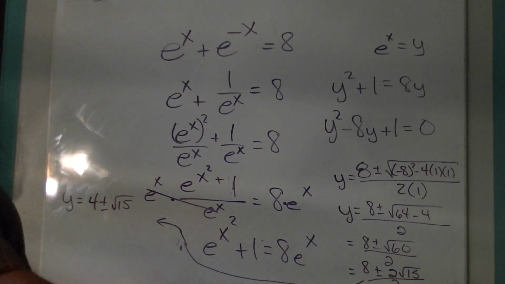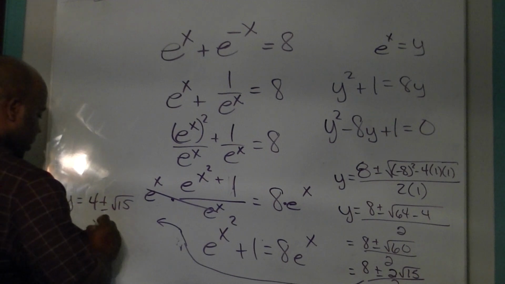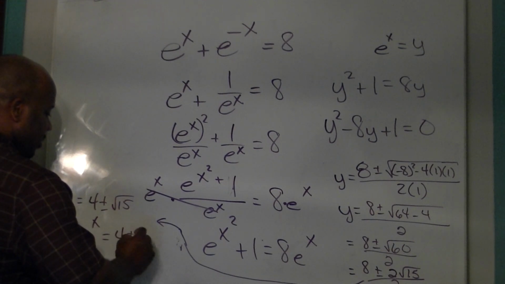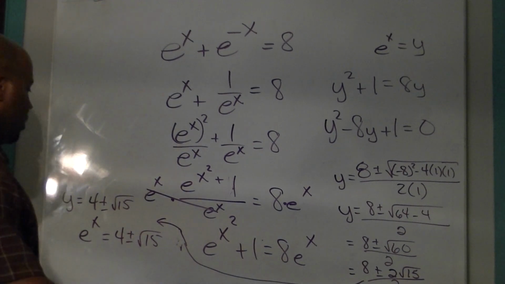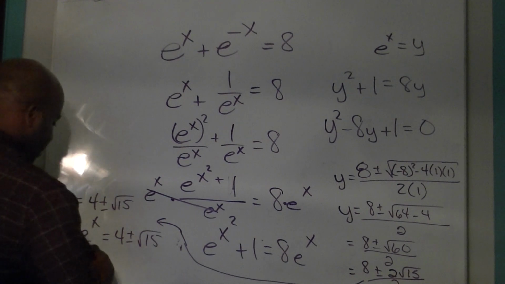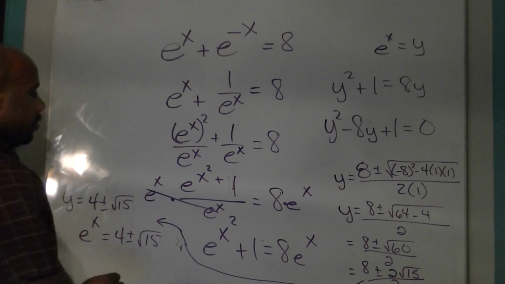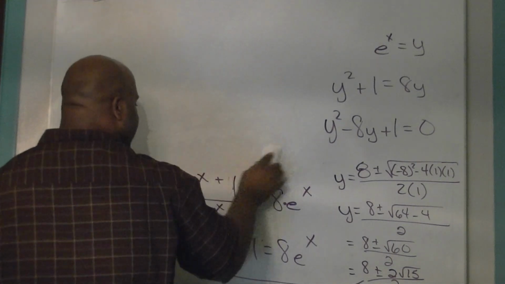Okay. So 4 plus or minus square root of 15 is y, but you know y was equal to e to the x. So now I have to say e to the x is equal to 4 plus or minus square root of 15. Okay. And then to go further, I have to say, and I'll move it up here. Erase all that up there.